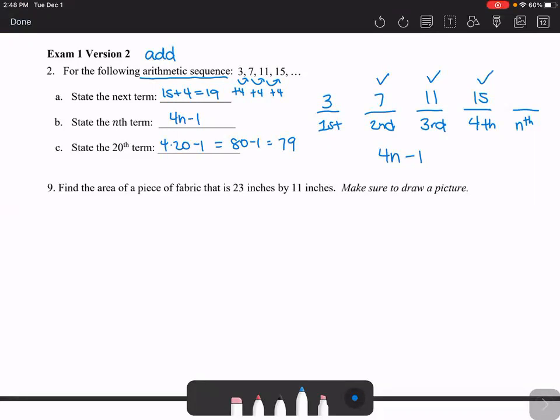Okay, so that's how you do these sequences. This one was just a very slight bit harder than the one that we did in the other review. Are there any questions about sequences?